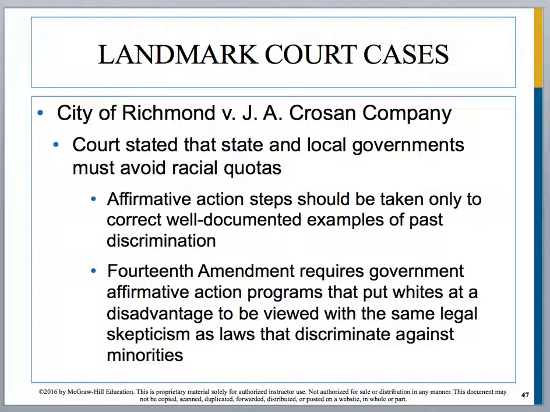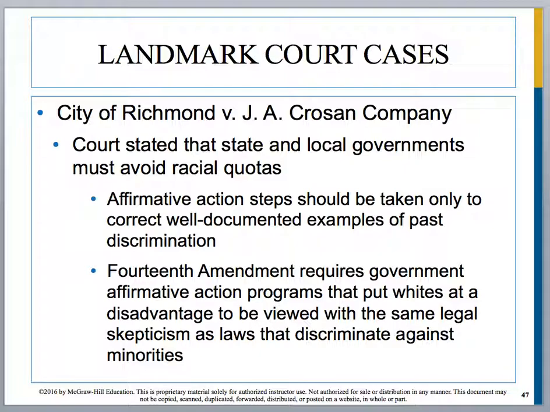The City of Richmond versus J.A. Croson Company. This was a case in 1983 where the Richmond City Council adopted an ordinance with a minority business utilization set-aside plan. And this required non-minority owned prime contractors that were awarded city construction contracts to subcontract at least 30% of the dollar amount of the contract to one or more minority business enterprises.